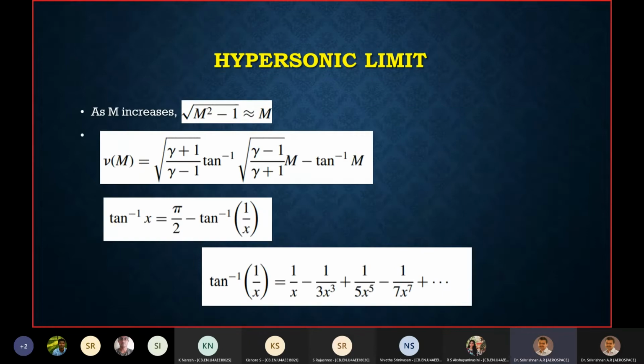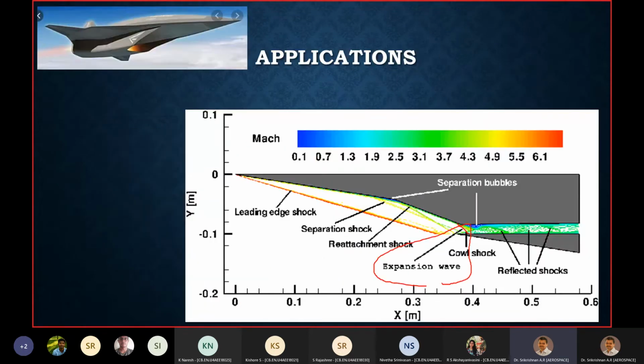Okay, so that was a quick review of how Prandtl-Meyer expansion is formulated. Now let's again go through the hypersonic limit, that is, what happens for the Prandtl-Meyer function when Mach number increases. By the way, any questions so far about the review of Prandtl-Meyer expansion?